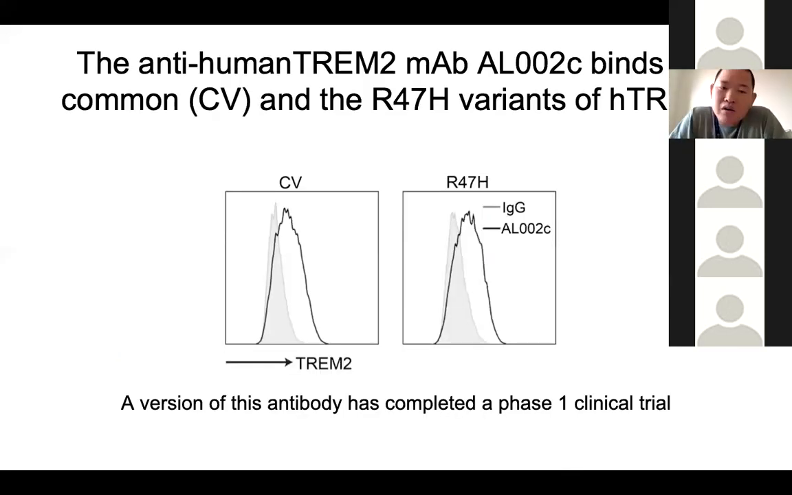The first part of the project is to validate the anti-human TREM2 antibody AL002c. To test the specificity of the AL002c, we stained bone marrow derived macrophages prepared from CV and R47H mice. We found that the AL002c binds human TREM2, and the binding is not impacted by the R47H mutation.